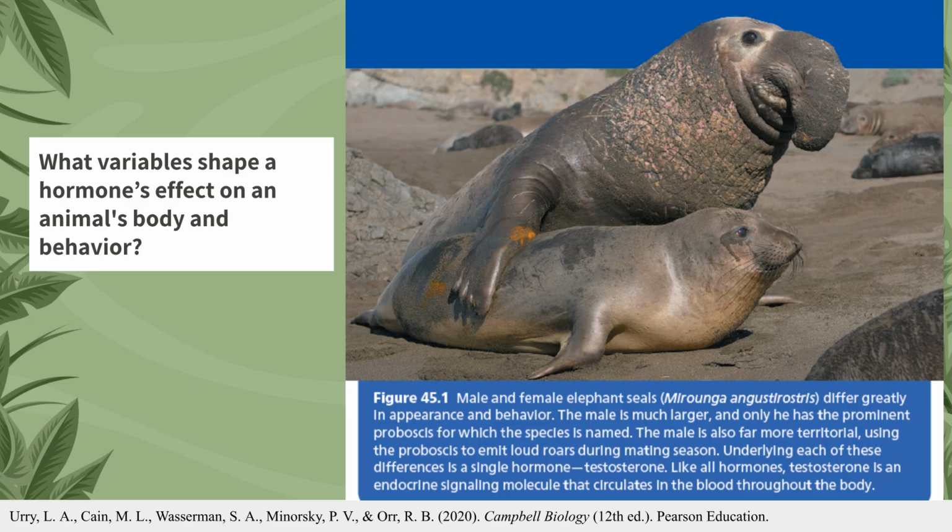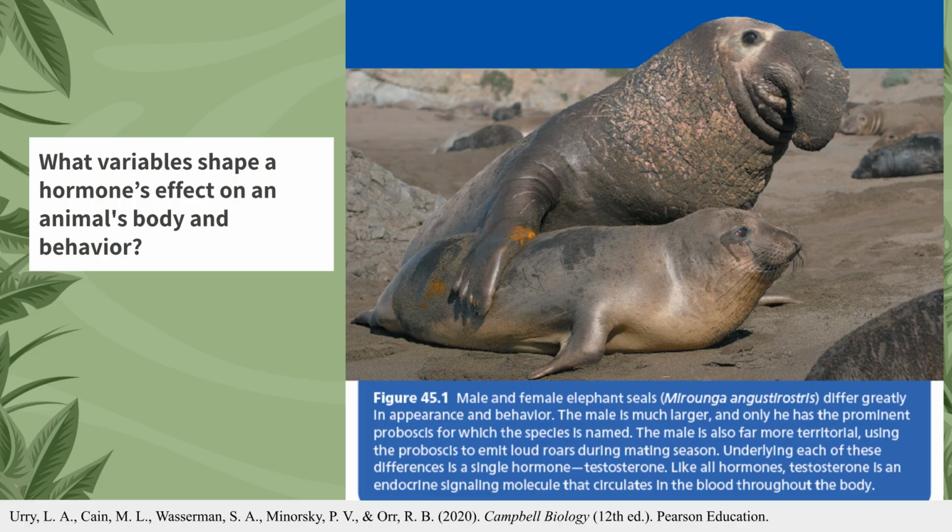Male and female elephant seals, Mirounga angustirostris, serve as a primary example in the sources of how hormonal concentration and differing cellular responses shape an animal's body and behavior. While both male and female elephant seals possess the hormone testosterone, they differ greatly in several ways. 1. Males are significantly larger than females and are the only ones to possess the prominent proboscis, the large nose, for which the species is named.